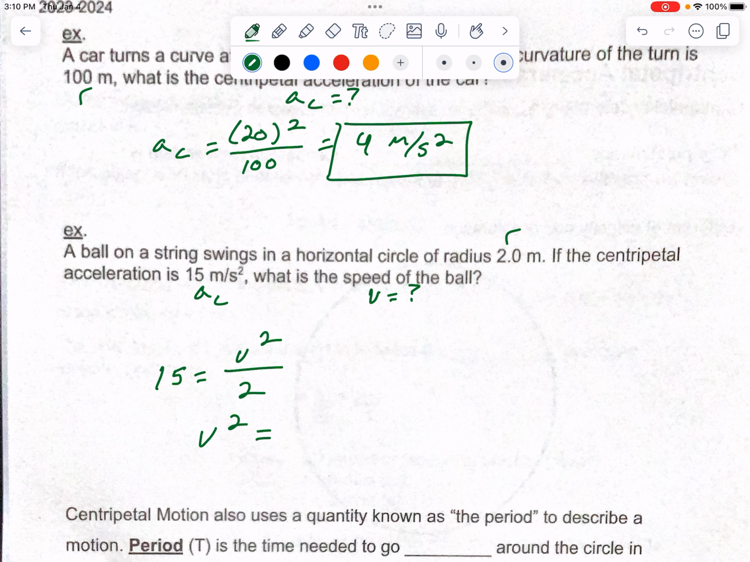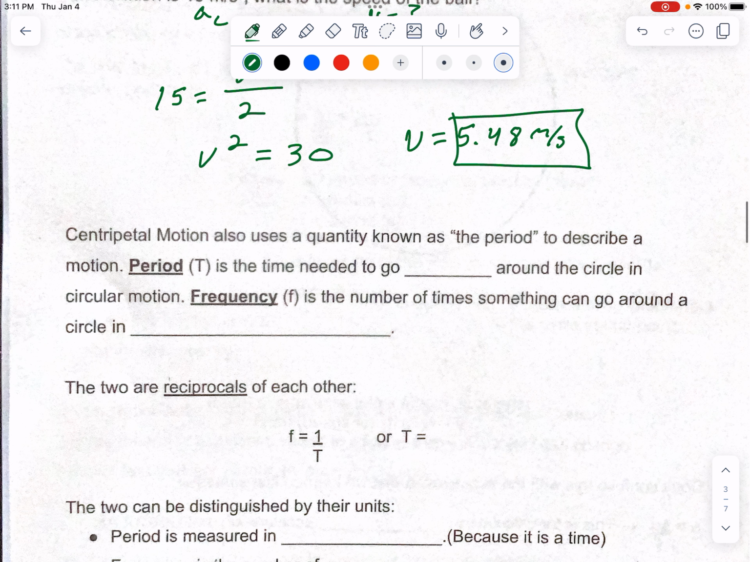So V squared equals 30. Don't forget that squared. Now we need to square root both sides. The square root of 30 is going to be 5.48 meters per second, and there's your answer. Now, going back to period, remember we talked about that: period is the time needed to go once around the circle.